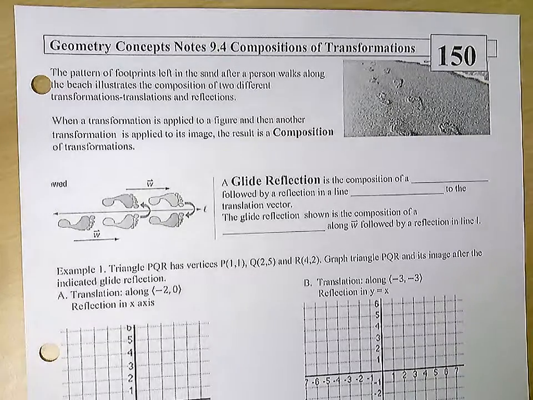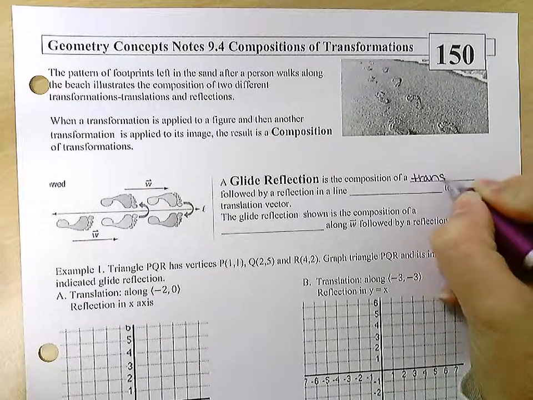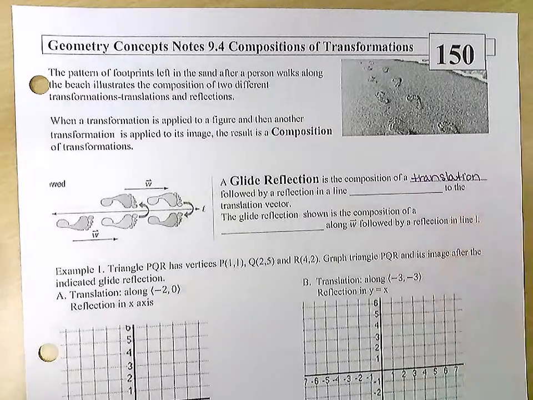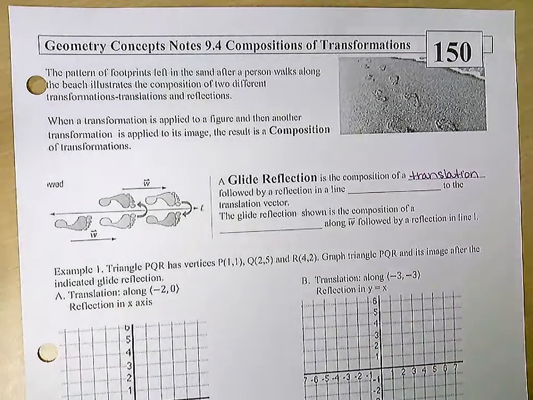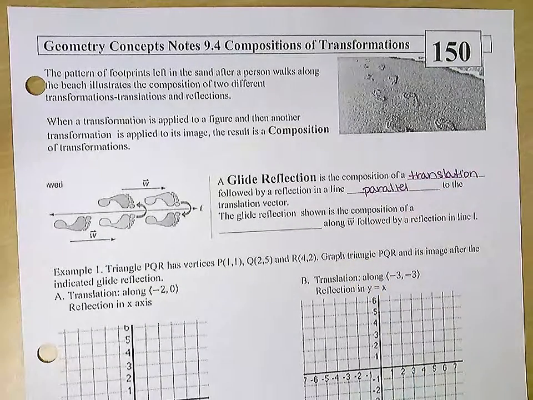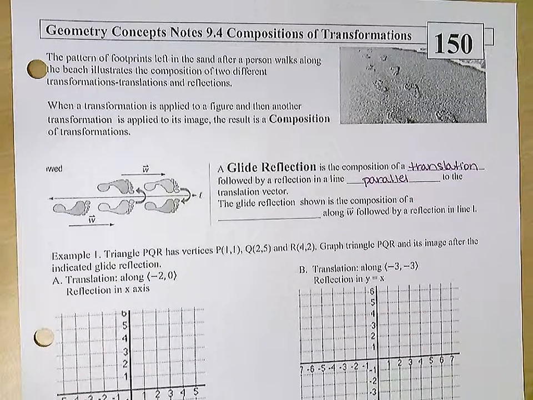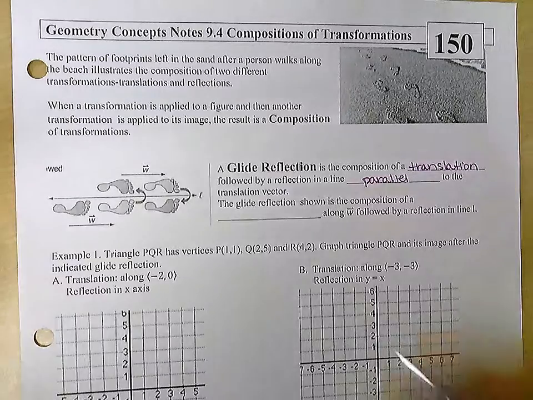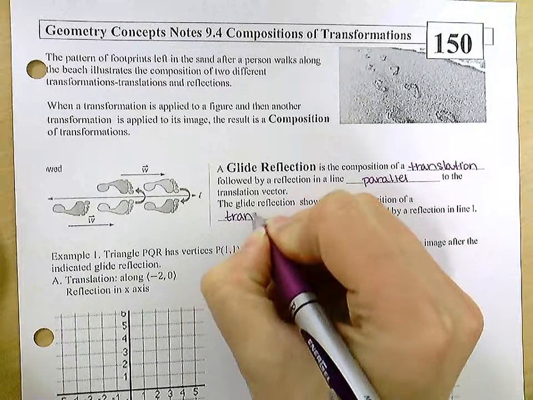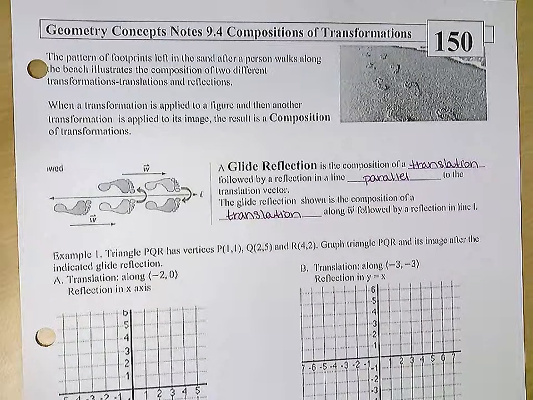Okay, so a glide reflection is the composition of a translation followed by a reflection in a line parallel to the translation vector. The glide reflection shown is the composition of a translation along the vector W, followed by a reflection in line L.